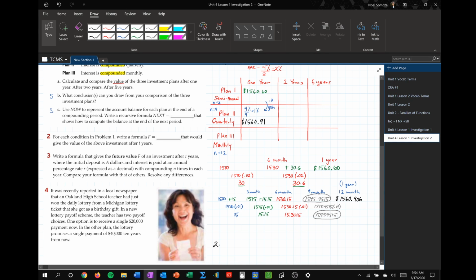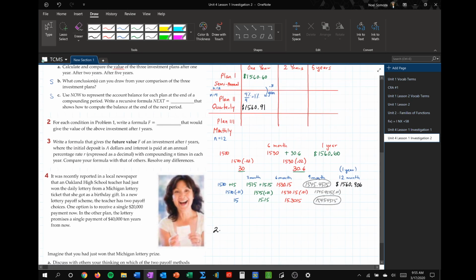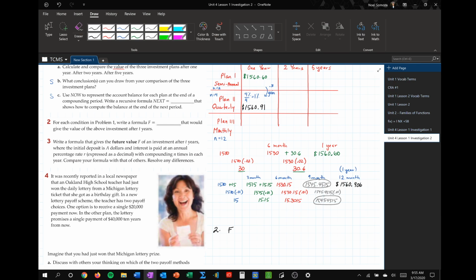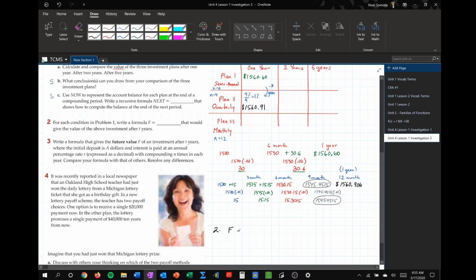Well, let's think about what we did. If I have a future value that I was looking for, after T number of years, well, the amount of years that we only did it for was just 1 year. So I know that my T is going to be 1. But let's think about what we did. We took a principal amount of $1,500. That's what we started with. And then we multiplied that $1,500 by something.